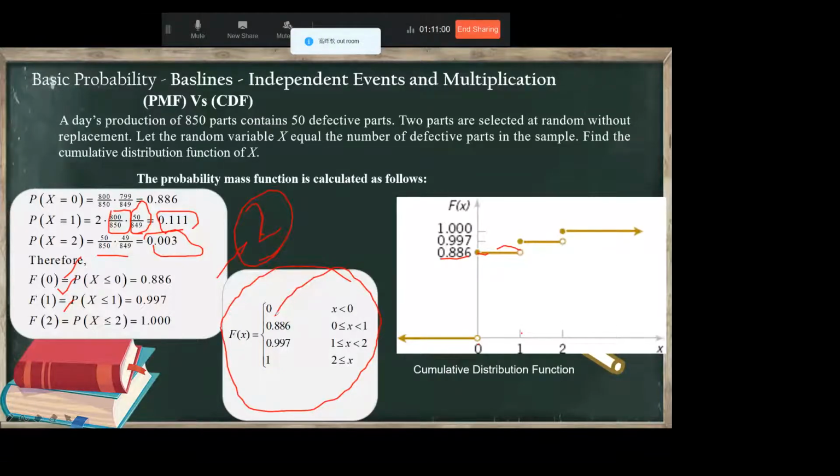If x is between 0 and 1, then the probability will be 88%. So there are 88% chances that our defective part is having a probability less than 1 and greater than 0. And 0.997 is between 1 and 2. And 1 is for x of 2 and greater. So this you understand, right? Cumulative frequency distribution, or cumulative distribution function.